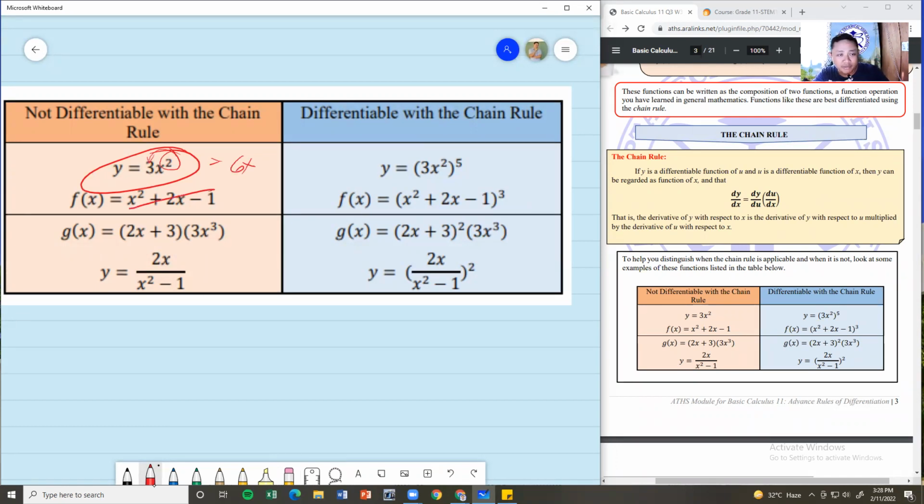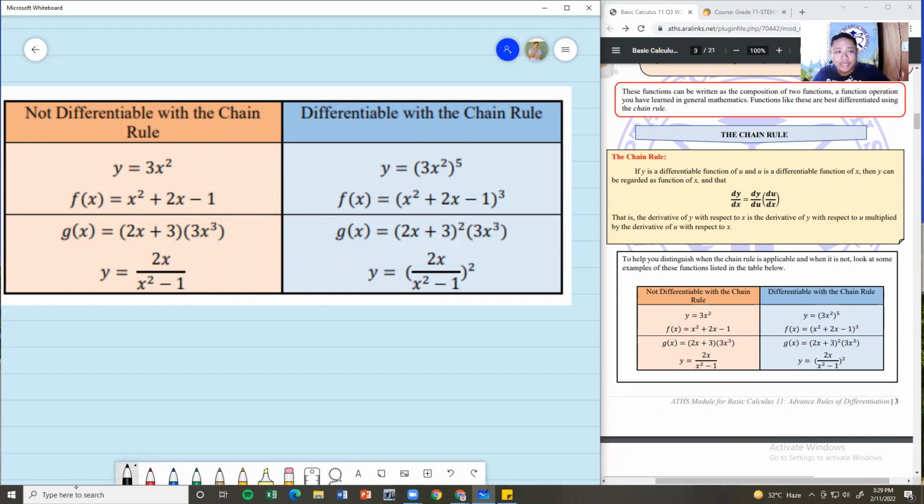This is naman sum and difference following the process of getting the derivative of each term. That's very easy. This one naman, it's a product rule. U dv plus v du, if you can recall, right? And then this one naman is the quotient rule, wherein we have v du minus u dv over v squared. So yon, those are the different functions that are differentiable using the basic rules.